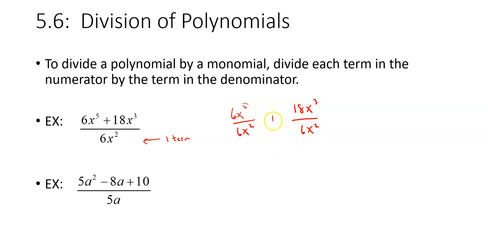So in the first term, the 6's cancel. Look at the x's. I've got 5 on the top, I've got 2 on the bottom. So 2 of them cancel top and bottom, and I'm left with an x to the third, right? Or you could do it with the exponents. 5 minus 2 is 3.